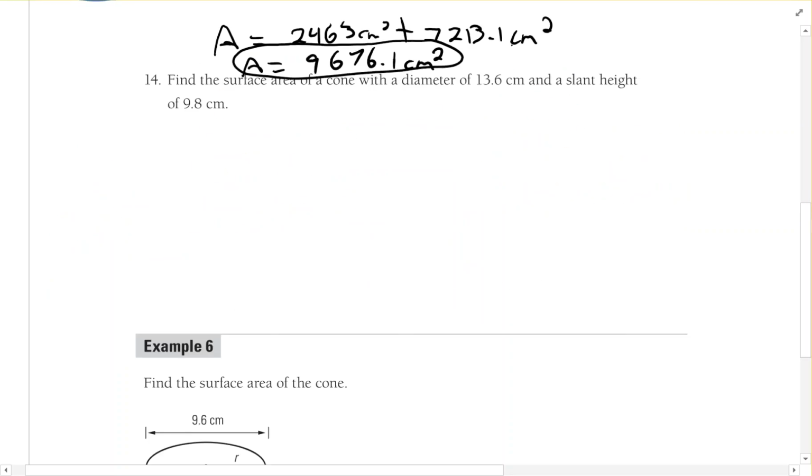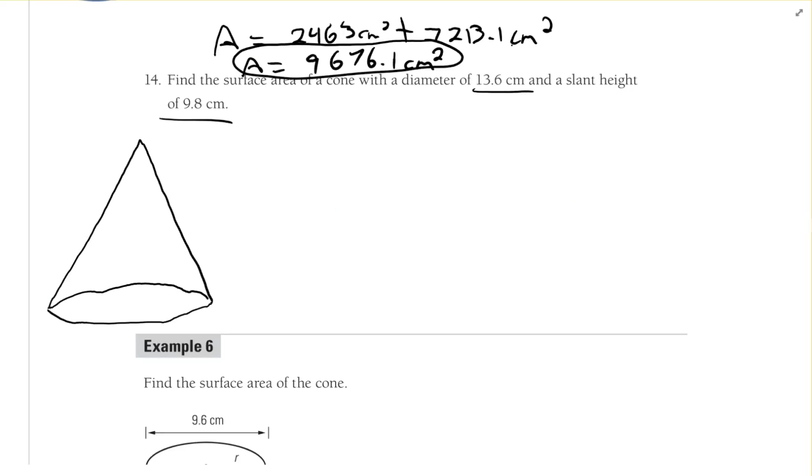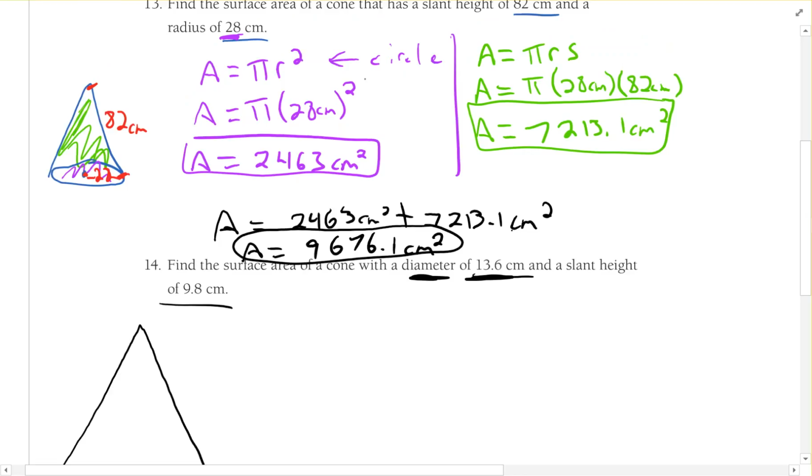All right, 14. Find the surface area of a cone with a diameter of 13.6 and the slant height of this. So that's going to be really close to the same. Okay, there's my cone. The only difference here is that it gave us diameter this time instead of radius. Remember that diameter is the distance from one end of the circle all the way across. I don't really have diameter in my equation though, right? The equations we were using up here used radius.